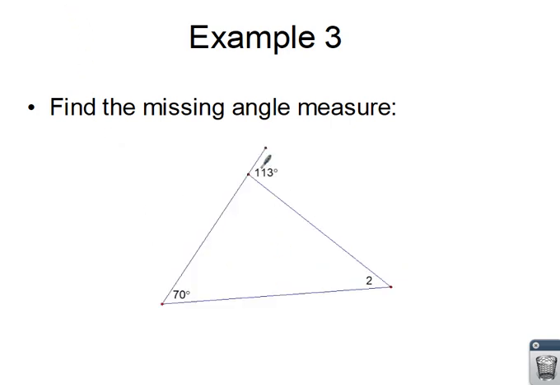Same thing here. 113 is equal to 70 plus angle 2, so this has to be 63 in order for that to happen. You can also figure out that this is 67 right here, and then add up your triangle together to make sure it adds up to 180.